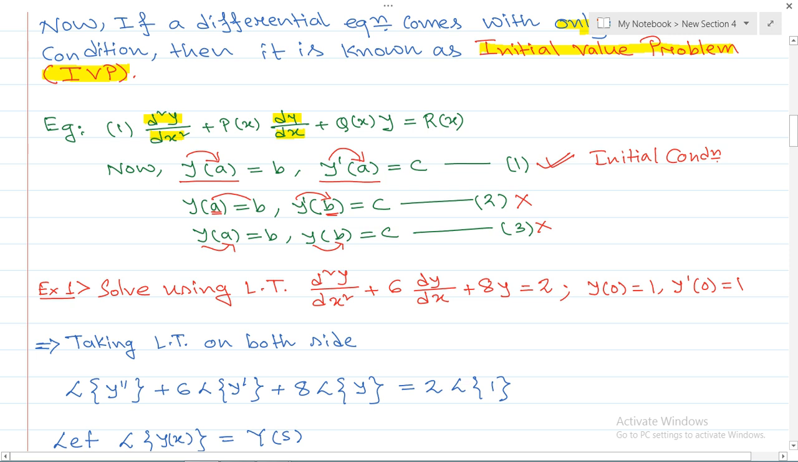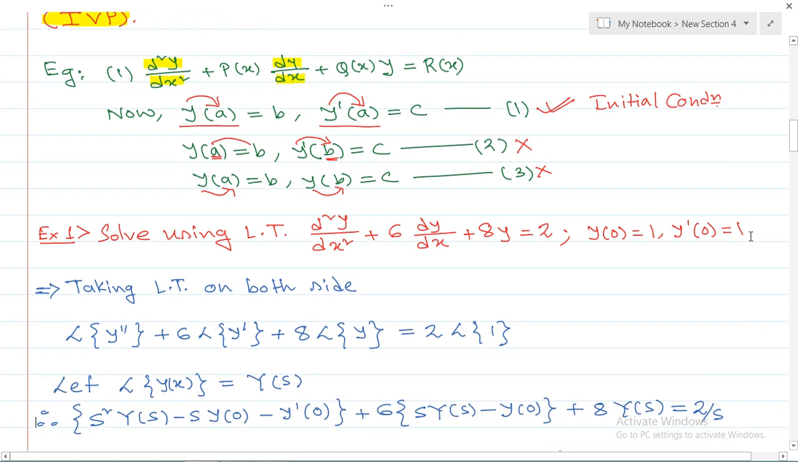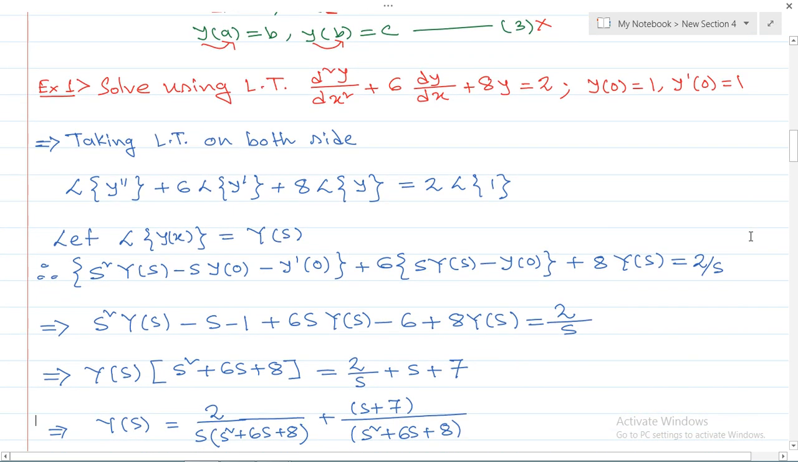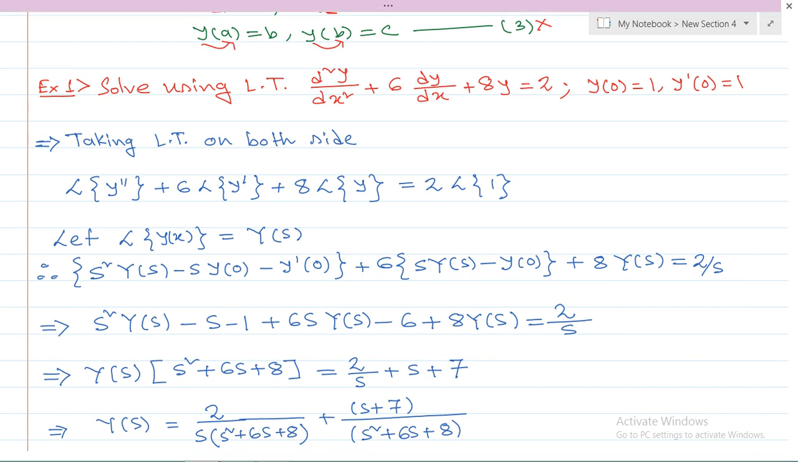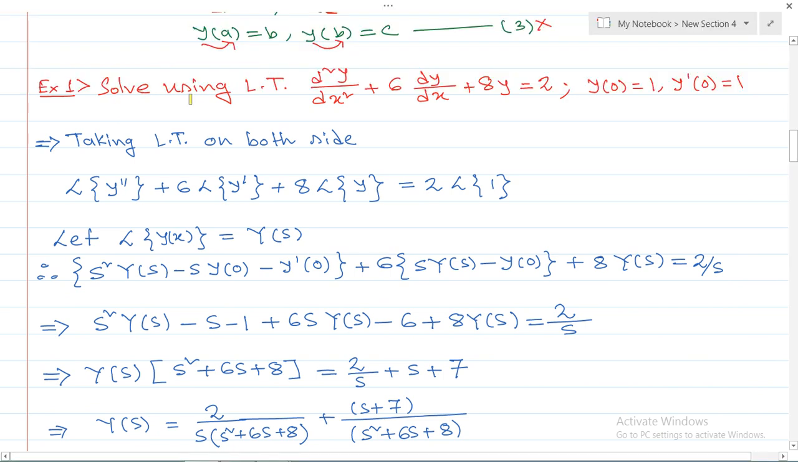In our syllabus precisely we are having solution by Laplace transformation for initial value problem. Now let us come to the solution part, how to approach this kind of solution. So we are having one differential equation, d2y/dx2, double derivative, plus 6 dy/dx plus 8y equals 2, where the conditions are given as y(0) = 1, y'(0) = 1.